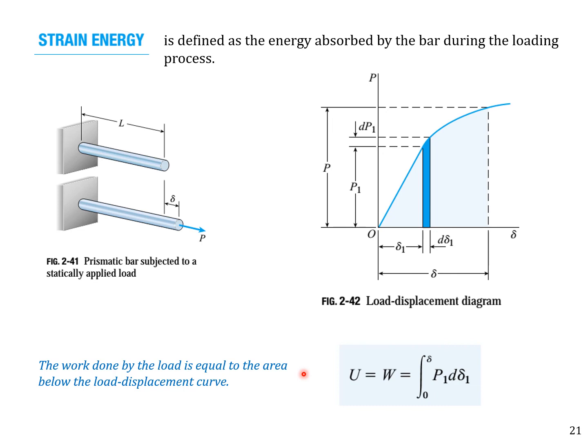Or strain energy is denoted by U, equal to work done, and it will be equal to the integration of this load and displacement curve. P1 is the load, delta 1 is the displacement, and d delta 1 is the small displacement, and if we integrate it from 0 to the given displacement, it will give us the work done. Or you can say it's the area under the P and displacement curve.